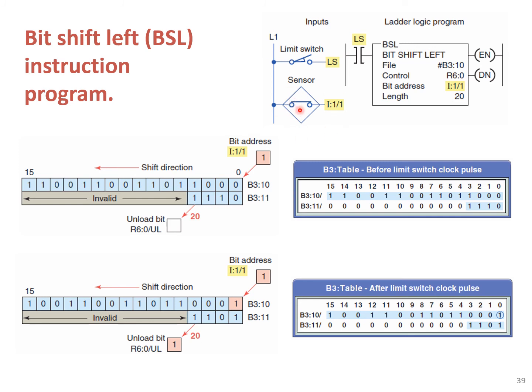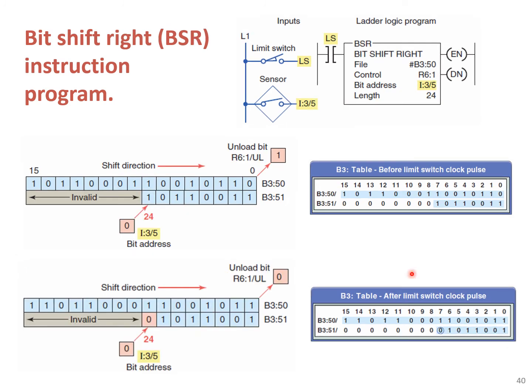When we are shifting based on the limit switch status. Okay, so when the limit switch goes from off to on, we shift to the left, we read the sensor and load it to the first one, and we'll unload the last one. Bit shift right instruction program, very similar to the previous one. We're just moving to the right.